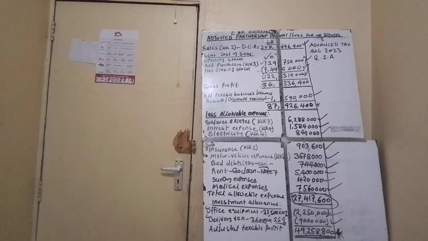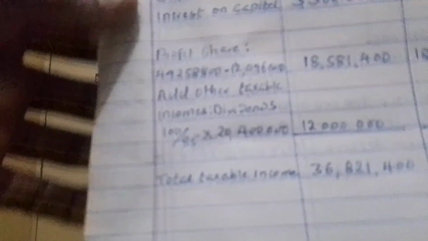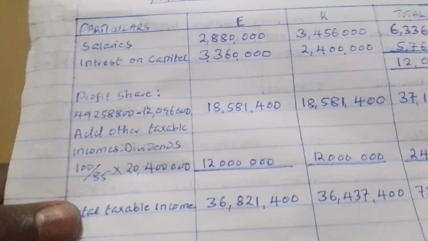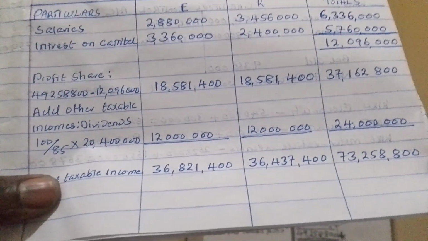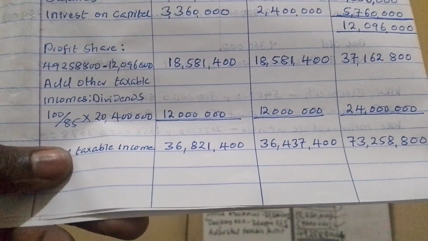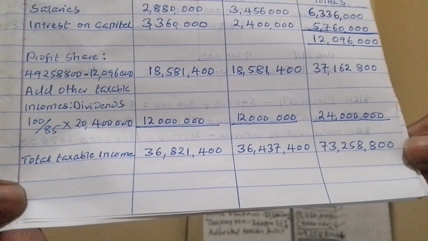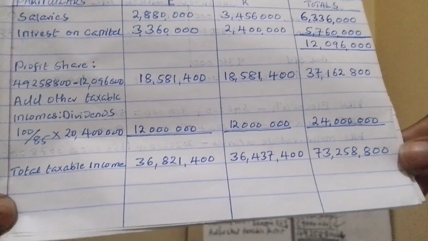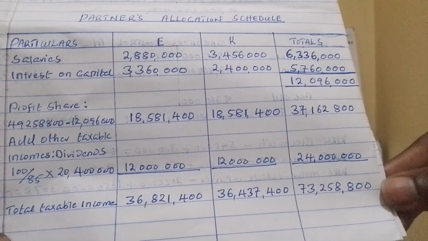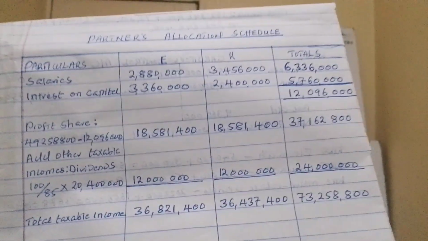You gross it up. I believe you understand the concept of qualifying and non-qualifying dividends. So what you have done, we earn other incomes. You are grossing. When you gross it up, you get 24 million and you share it equally among the partners. So lastly, the total taxable income for each partner now, you just sum the figures downwards.